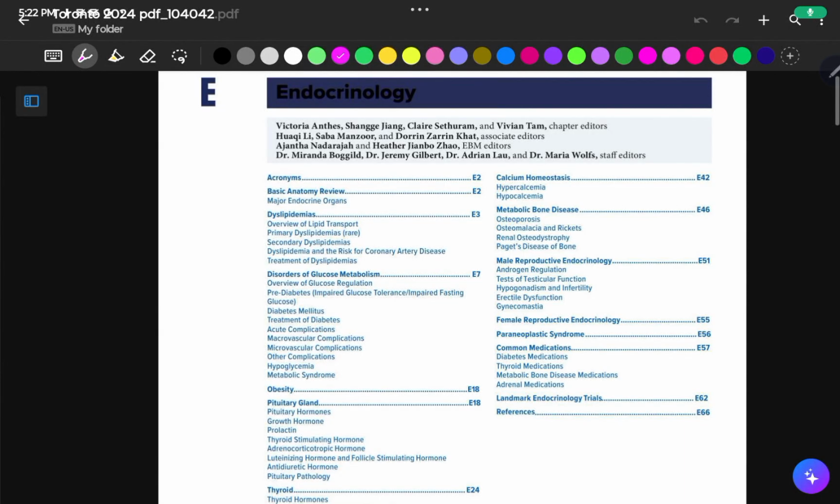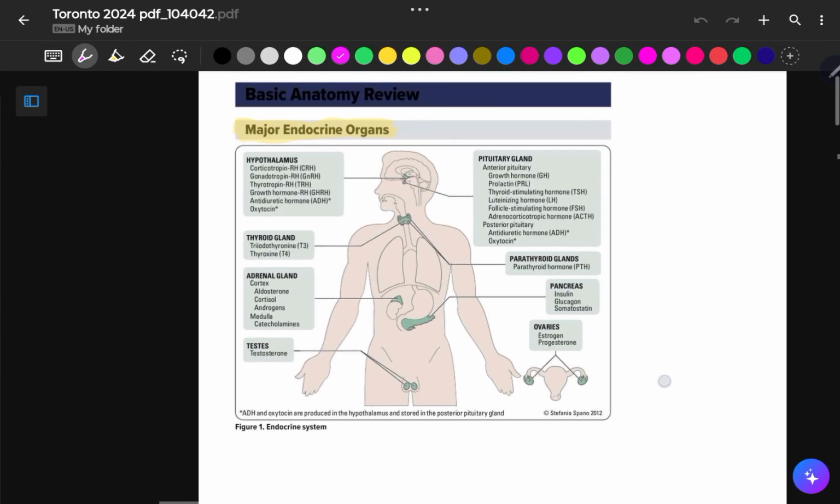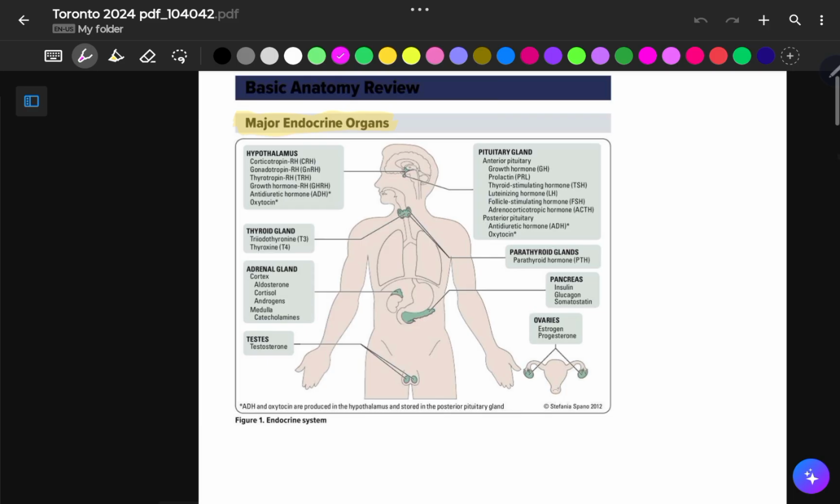Welcome to Endocrinology. We're quickly going to look at the basic anatomy. The major endocrine organs are your hypothalamus and your pituitary gland, which has an anterior pituitary and a posterior pituitary. The anterior pituitary is responsible for your growth hormone, prolactin, thyroid stimulating hormone, luteinizing hormone, follicle stimulating hormone, and your adrenocorticotropic hormone. The posterior pituitary is responsible for storing the hormones that are produced by the hypothalamus, such as your antidiuretic hormone and your oxytocin.